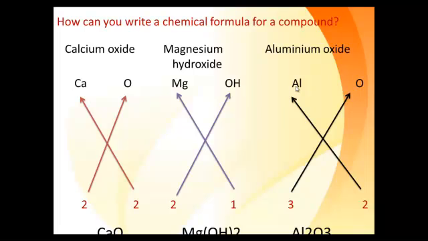Step 3. Write the valency under each symbol. The valency of aluminium is trivalent. The valency of oxygen is divalent. Step 4. Replace the written numbers under the symbols. At last, the chemical formula of aluminium oxide is Al2O3.